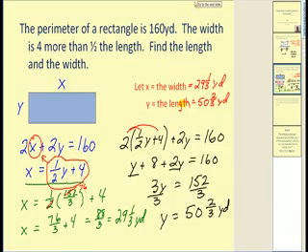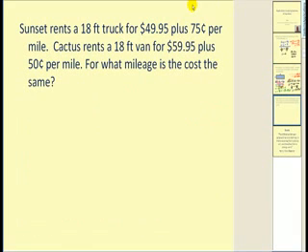Let's go ahead and take a look at one more. Sunset rents an 18-foot truck for $49.95 plus 75 cents per mile. Cactus rents an 18-foot van for $59.95 plus 50 cents per mile. For what mileage is the cost the same? So we're going to have two cost equations, one for Sunset and one for Cactus.